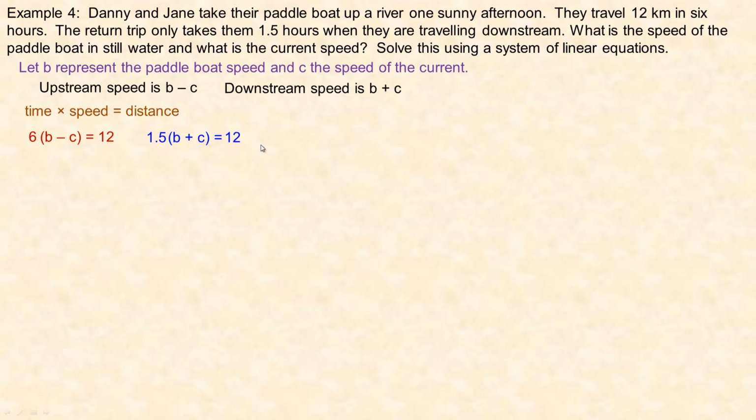When you have one of these current or wind questions, you can always simplify the equations to make substitution or elimination easier, because these times will invariably divide out. So I'm going to divide both sides by 6 in the first one. So b minus c would equal 2, because 12 divided by 6 is 2. In the second one I'm going to divide out the 1.5.